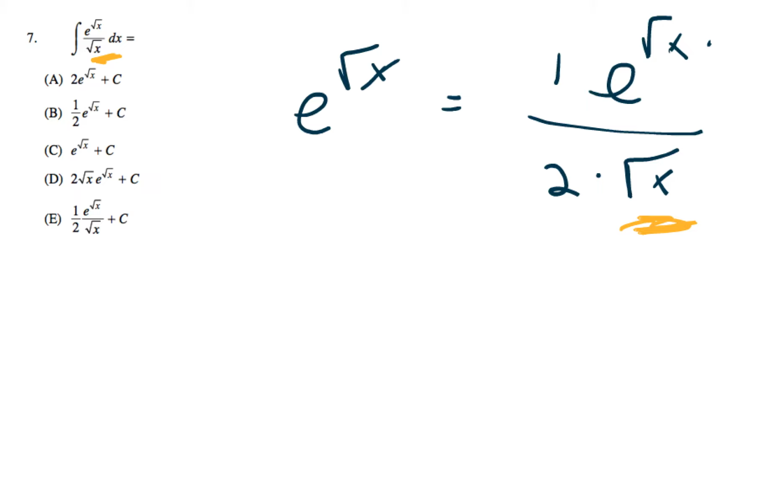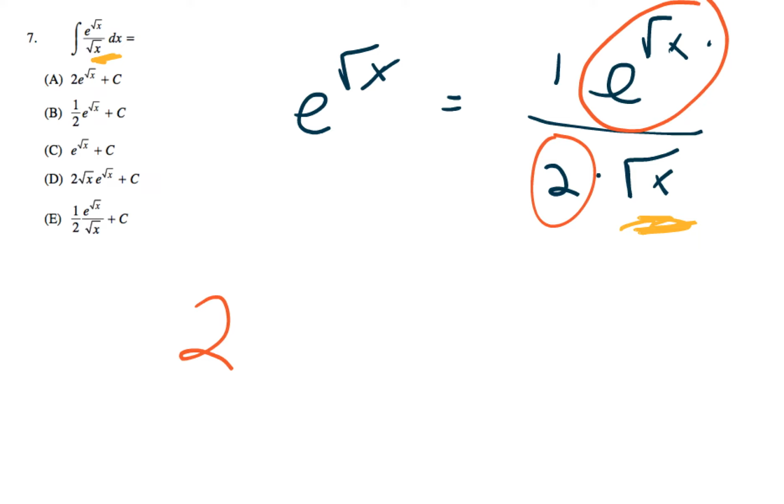So I don't need to offset that. What I do need to offset, though, is this 2. So I'm going to need to multiply by 2 and take the antiderivative of this. Okay, so on the outside of my antiderivative, I'm going to multiply by 2, and I'm going to take the antiderivative of e to the radical x.